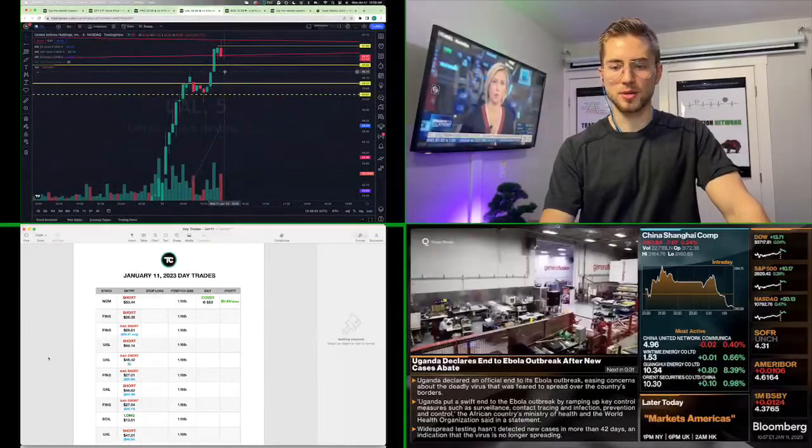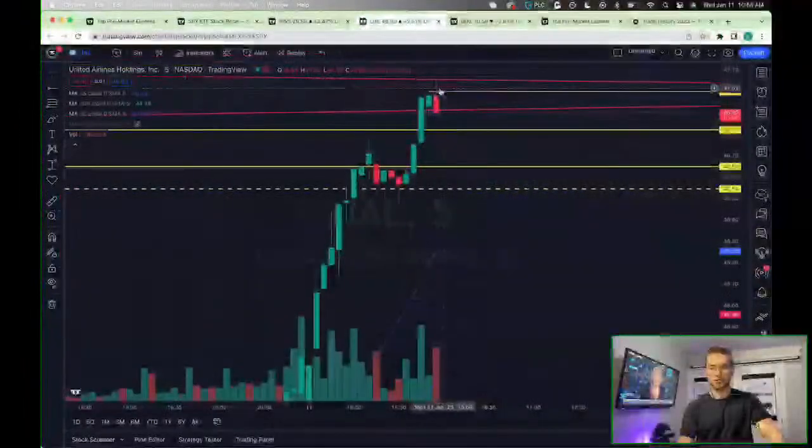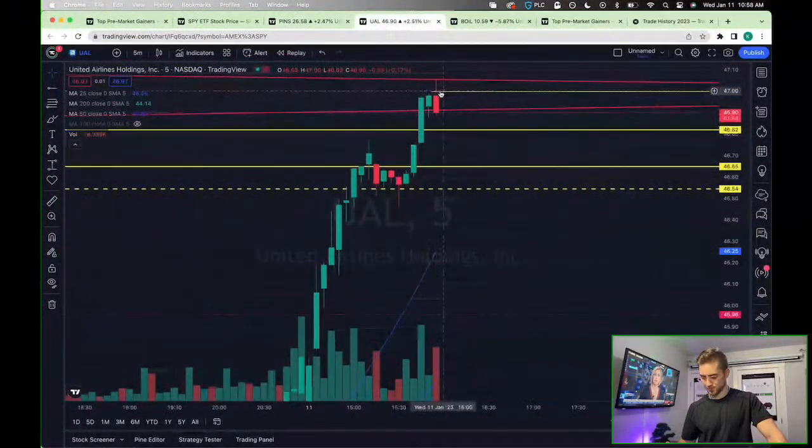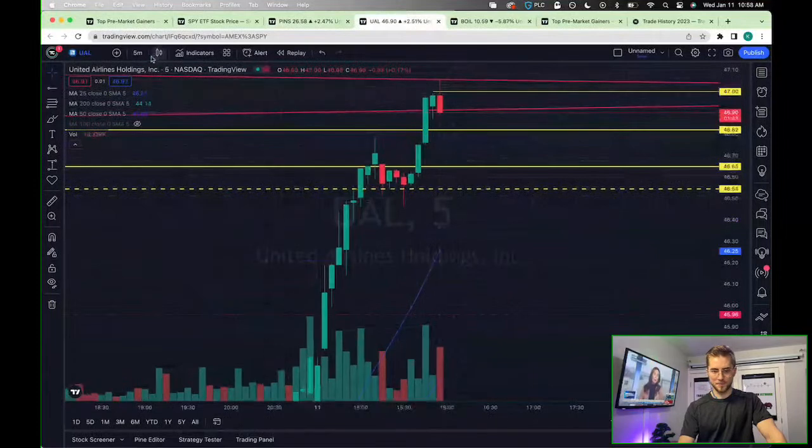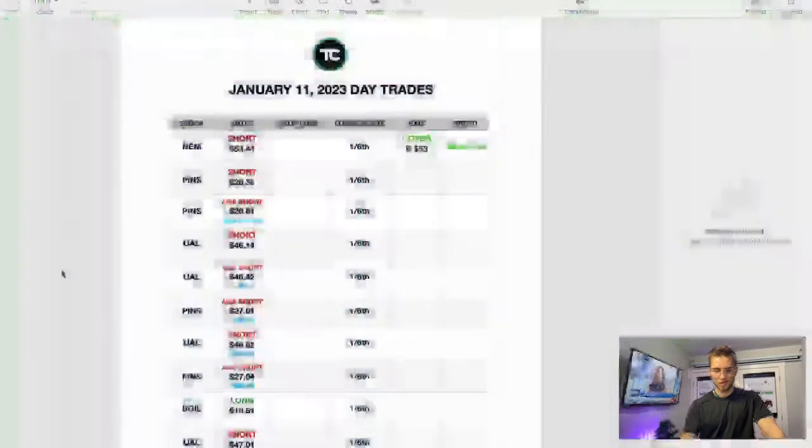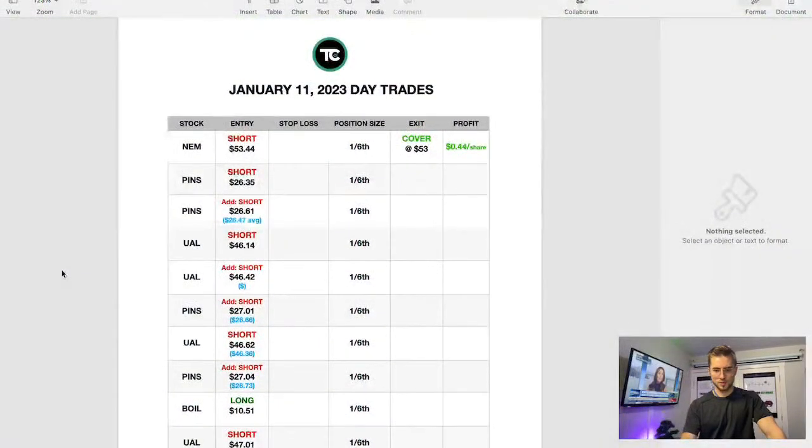Look at UAL coming in now. That was a good ad level. That was a great ad level. So we're just slightly out of the money on UAL. It'll be nice if we can get a top on this candle on UAL.